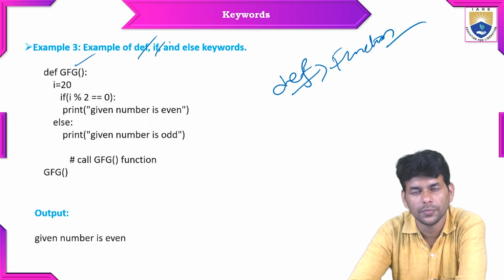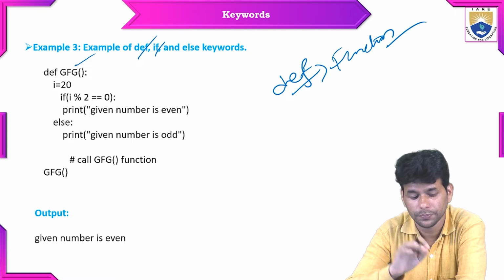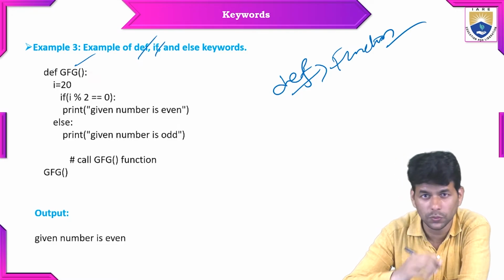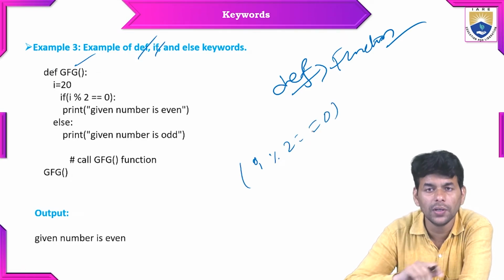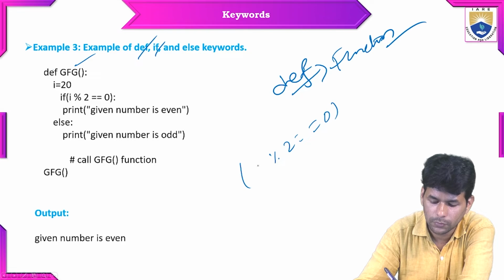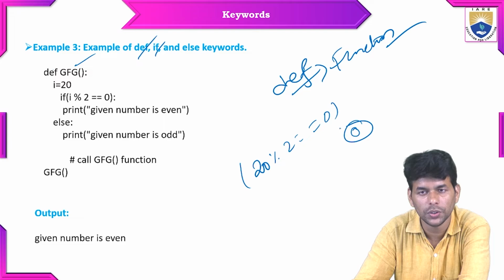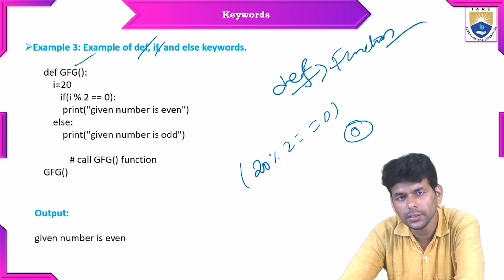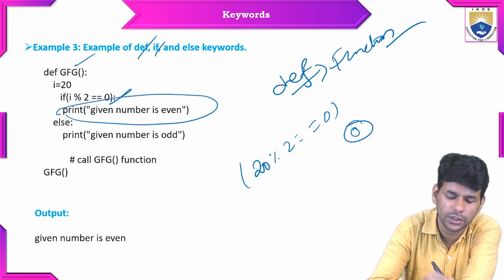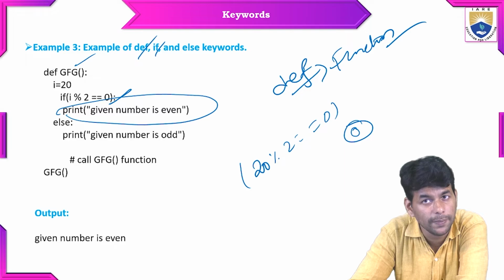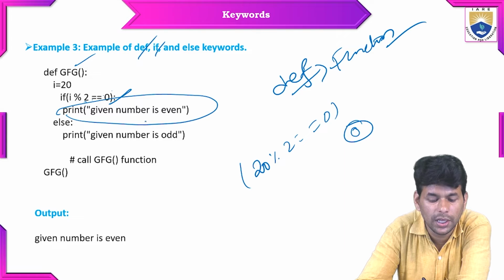I have taken some value, i equal to 20, as a variable. Now I am checking one condition here: i modulo 2 equal to 0. What is the i value here? The i value is 20. So 20 modulo 2 gives the value 0. That means the given number is even, and it will be printed onto the screen. Why is it printed? The condition is: if i modulo 2 equals 0, then print the given number is even.